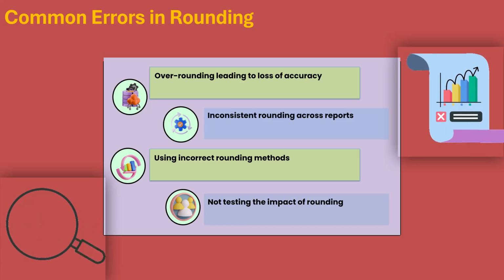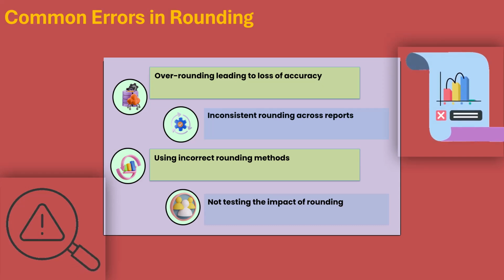Rounding can be a lifesaver or a troublemaker. Over-rounding can strip away important data. Inconsistent rounding makes reports unreliable. Using the wrong rounding method leads to confusion. And skipping testing, that's asking for trouble. Double-check your rounding to keep errors at bay.